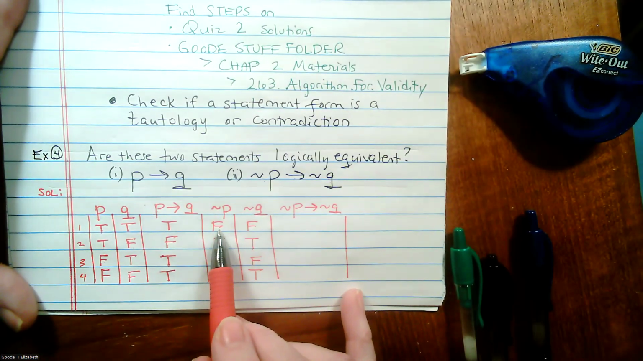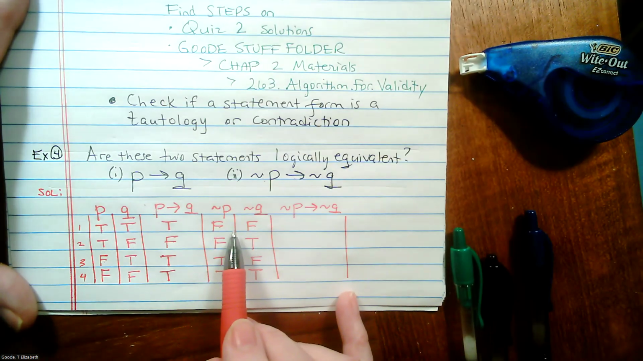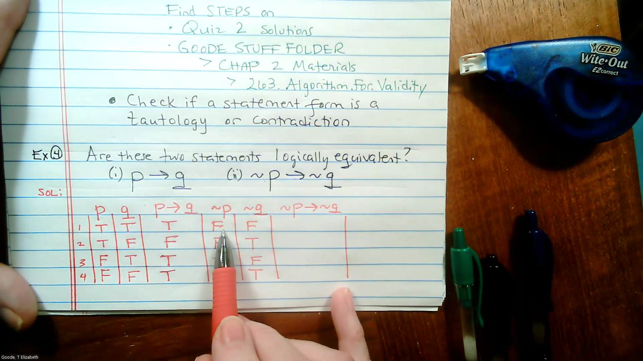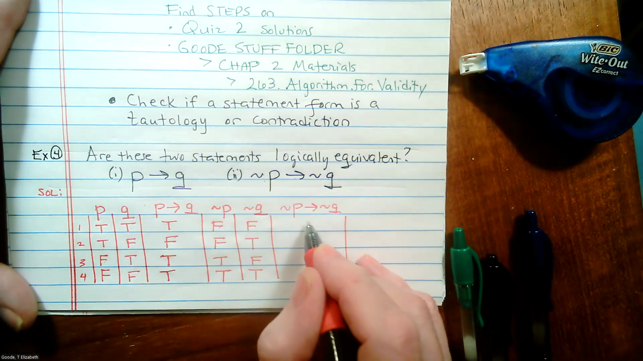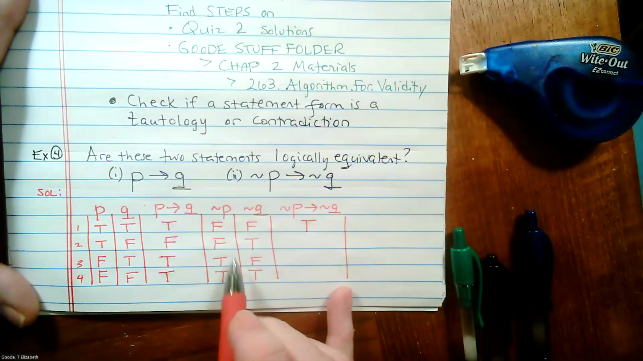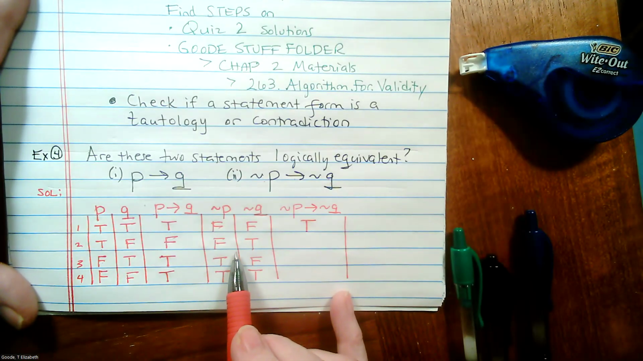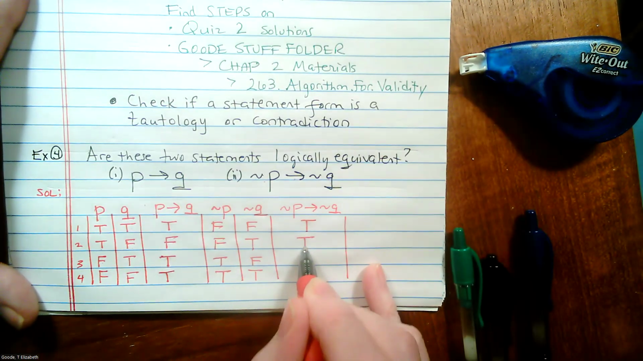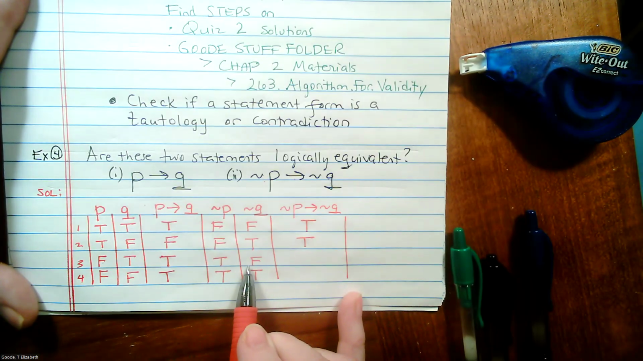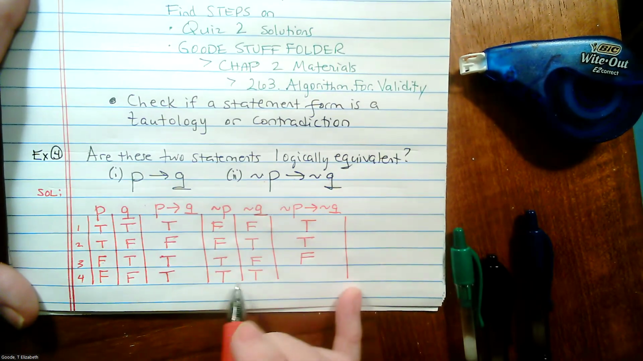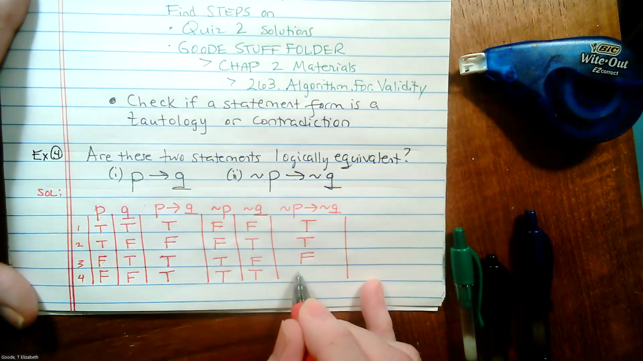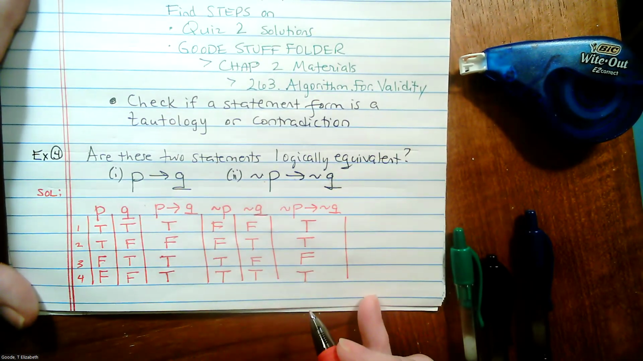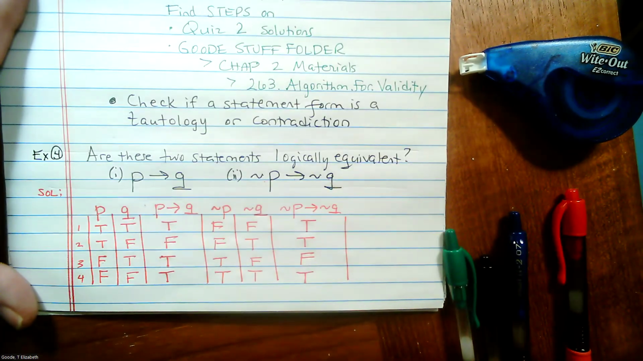In row 1, if not P, then not Q. Would it be true by false hypothesis? Perfect. Row 2, it would also be true. Row 3, it would be false. Exactly. Row 4, true. Great. So now we're ready.